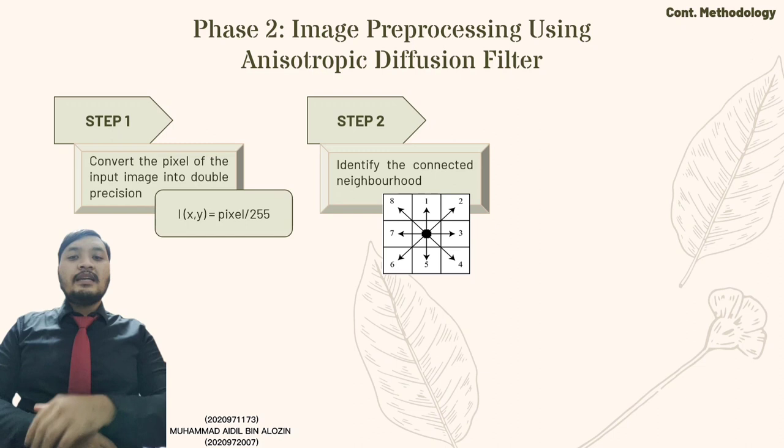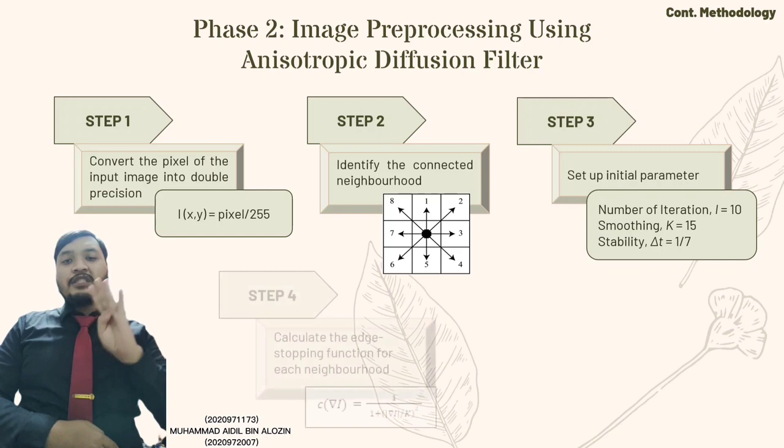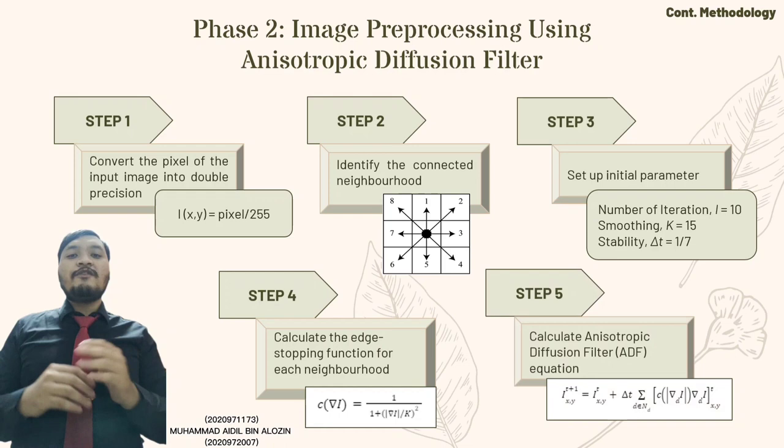The third step is to set up the initial parameters. There are 3 critical parameters. The first parameter is the number of iterations, which represents the total number of filtrations. Next, the smoothing constant represents the edge magnitude parameter that controls the diffusion extension. Furthermore, the stability constant indicates the scalar related to the diffusion rate. The fourth step is to calculate the conduction function for each neighborhood using this equation. The last step is to calculate the anisotropic diffusion filter equation using this PDE equation.